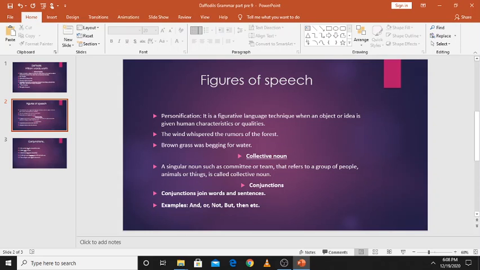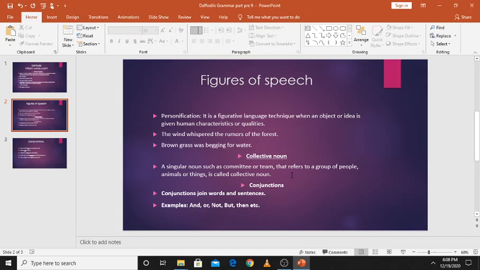A singular noun such as committee or team that refers to a group of people, animals or things is called a collective noun. In a collective noun there is only one word as a noun, but it is in the form of a collection. For example, class. Class is a collective noun. In a class, we have different students: Aslam, Akram, Ali, Amjad. To identify them together, I have given them one name, that is class. So class is a collective noun.